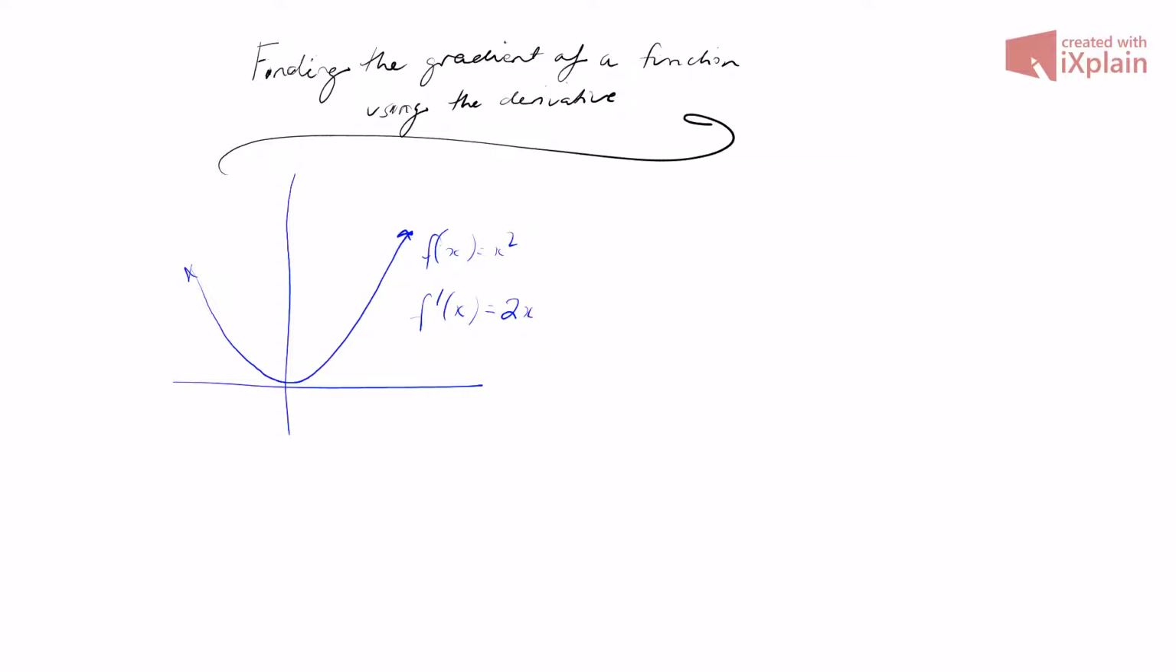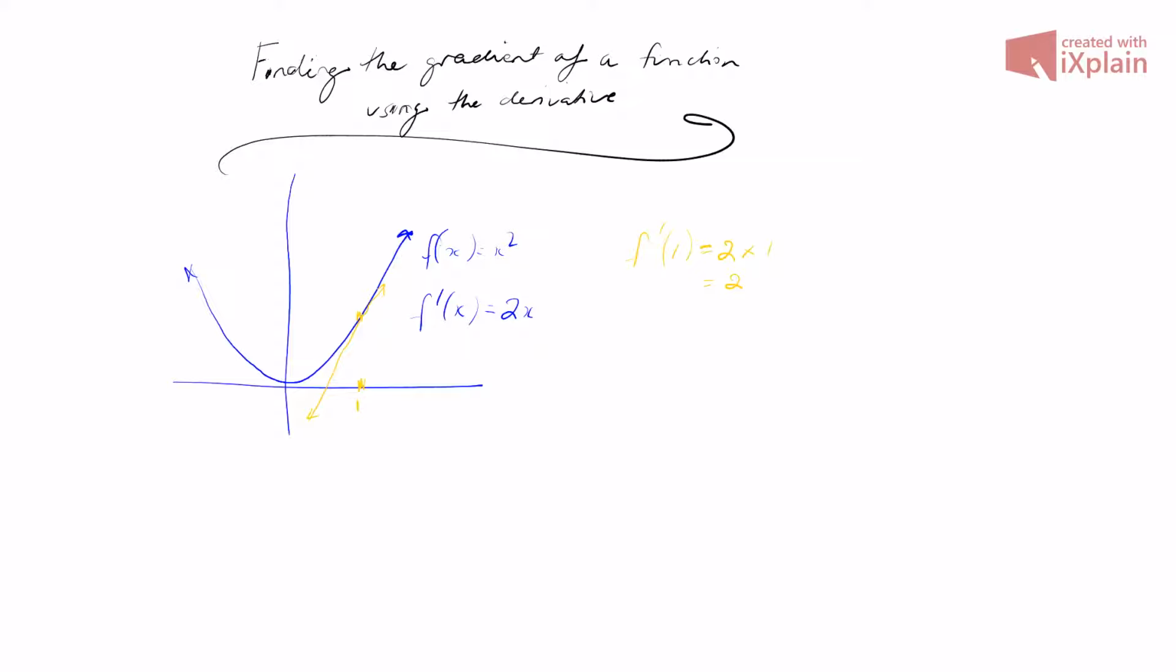So if we have a look at, I haven't drawn a very accurate curve, but when x equals 1 and we draw a tangent line at that point, the gradient is positive and it's relatively steep. So if we have a look at f dash of 1 and we substitute that into our derivative equation, we can see that the gradient is equal to 2.